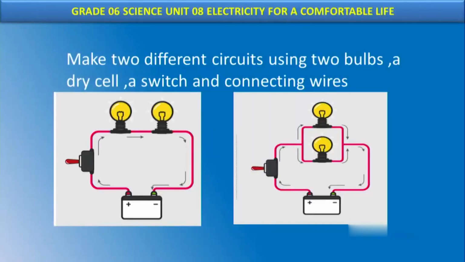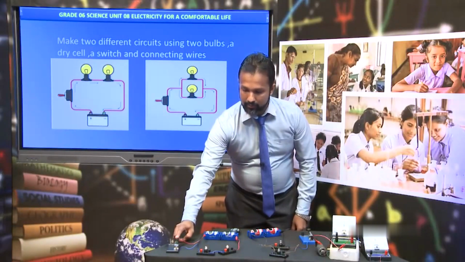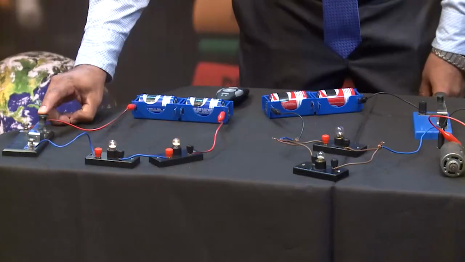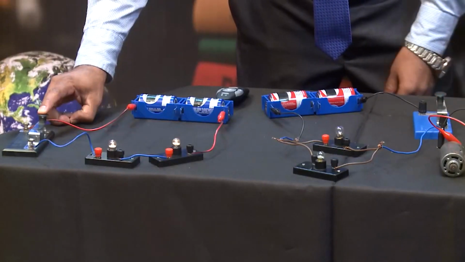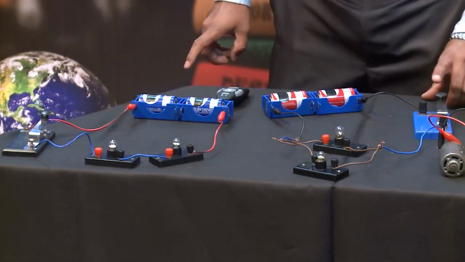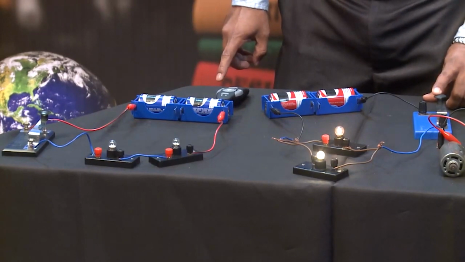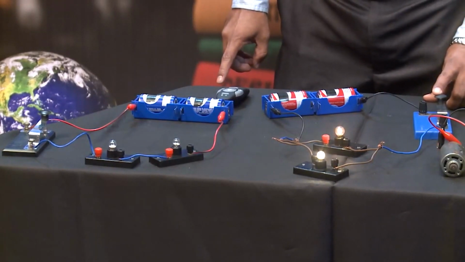I am going to light up both the bulbs. You can watch them. First one, you can watch that. When tapping the switch, current passes through the circuit, bulb glows. Second circuit, current passes through the circuit, bulb glows.